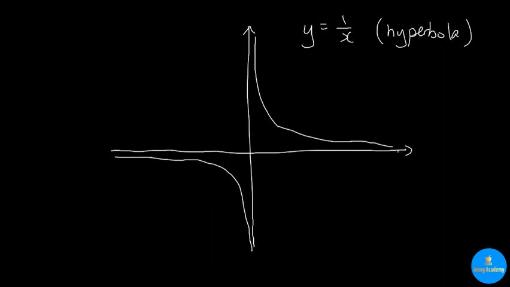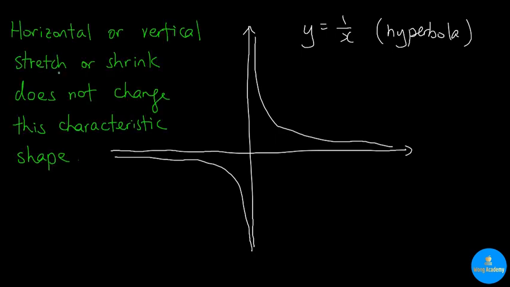When x is big, then 1 over x is the reciprocal of a big number, so the output y value will be very small. When x is very small, like 0.1, then 1 over 0.1 will be 10, and so the output y value will be relatively big. When x is negative, then 1 over x is also negative, and therefore we have a similar curve in the third quadrant. It is important to realize that if we perform a horizontal stretch or shrink on this graph, the characteristic shape will not change.